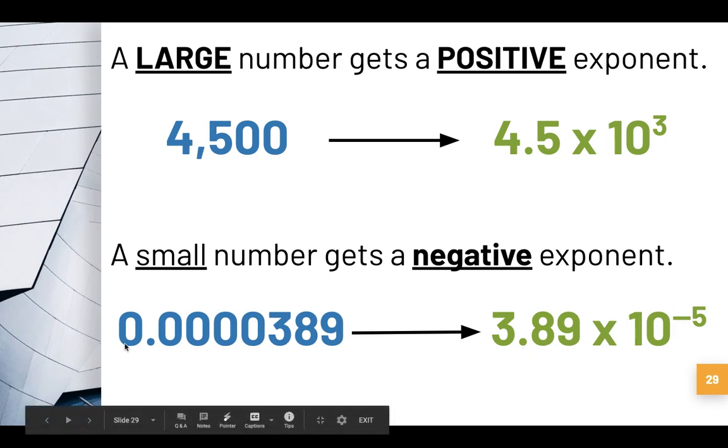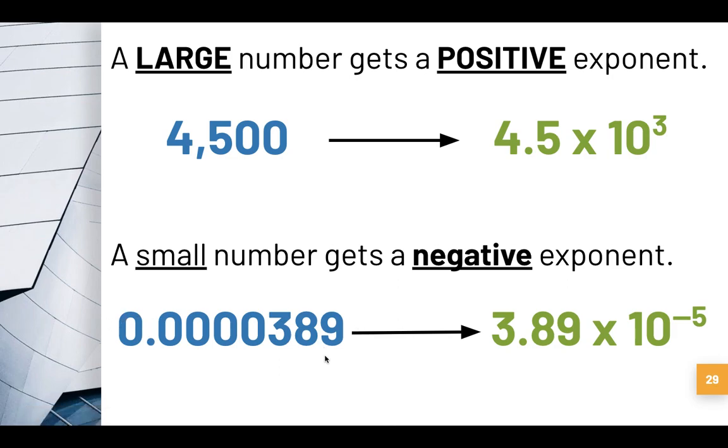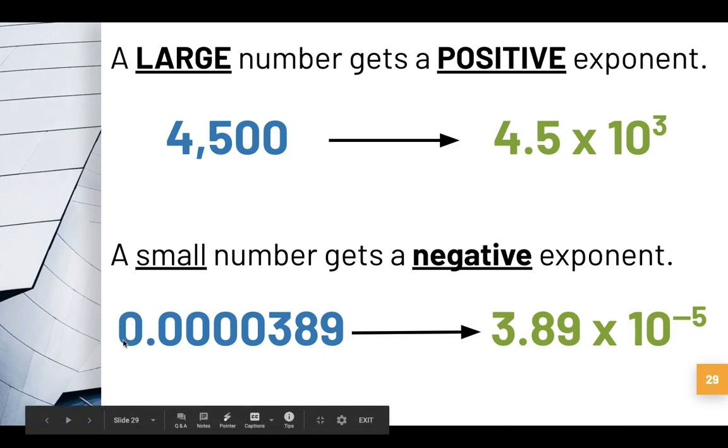And being that this number is small, how do we know it's small? Because there's a 0 in front. It's still a positive number overall, but our exponent is going to be negative because the whole number in front of the decimal is a 0.